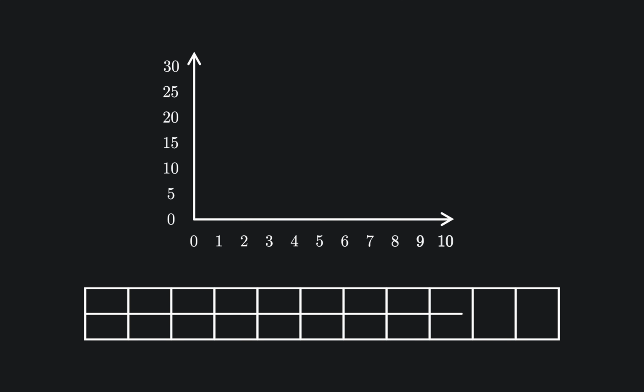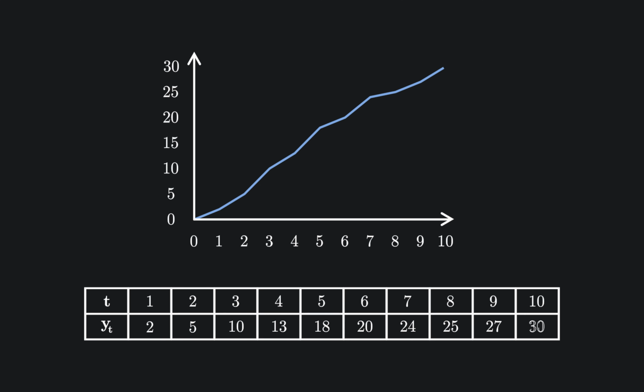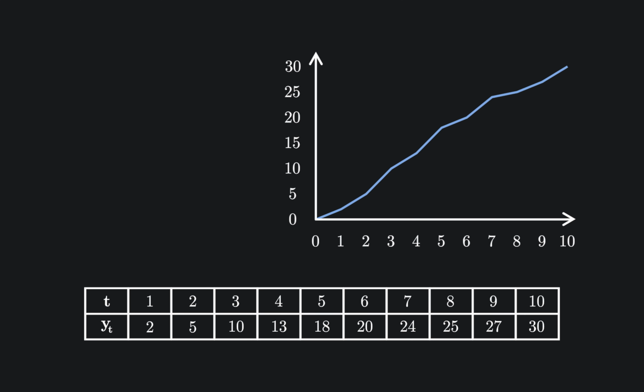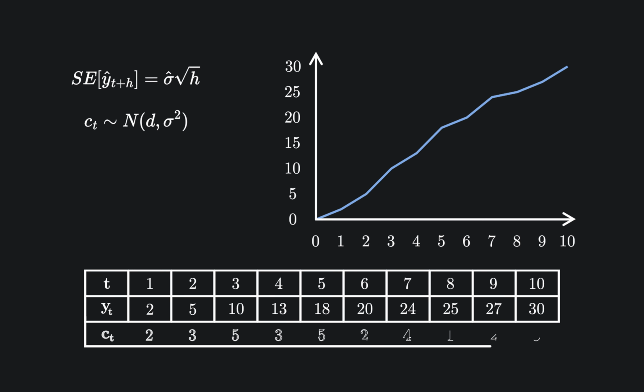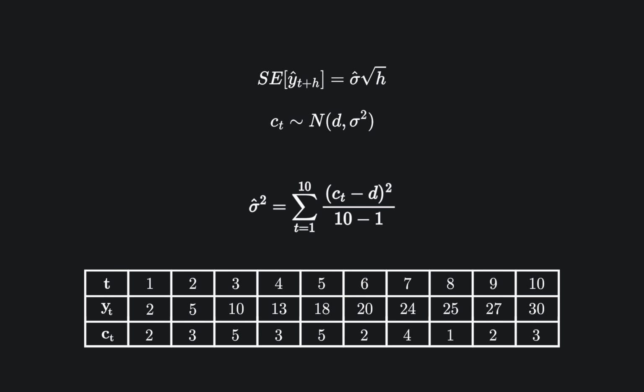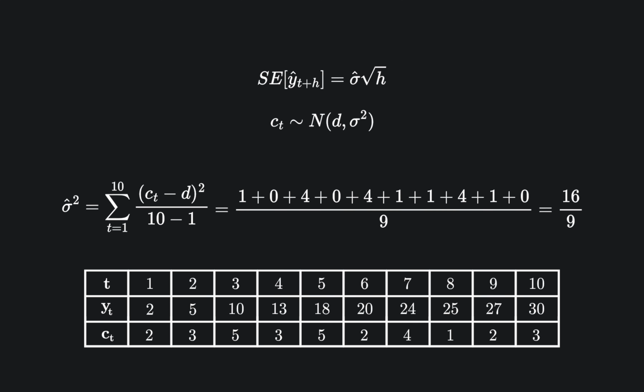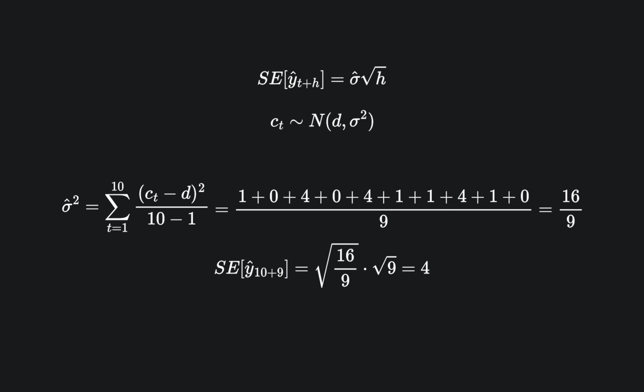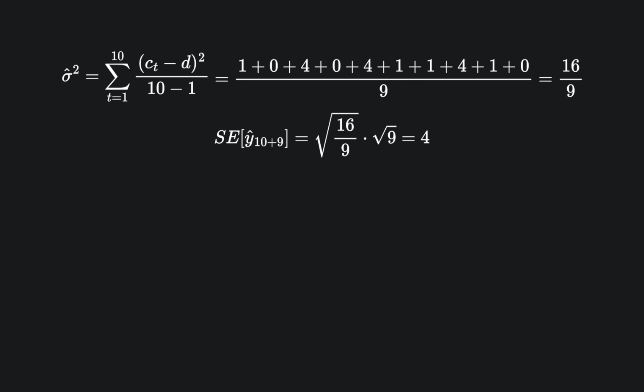In our specific problem, we are given 10 steps of a one-dimensional random walk, starting at y = 0 and ending at y = 30, and asked to find the expected error of the 9-step ahead forecast. The standard error of an h-step forecast is just the standard error of a random variable times the square root of h. To calculate sigma, we first calculate our observed values of c_t, then use the normal population standard deviation formula. From here, we simply multiply sigma by the square root of our forecast length, giving us our final answer of 4.